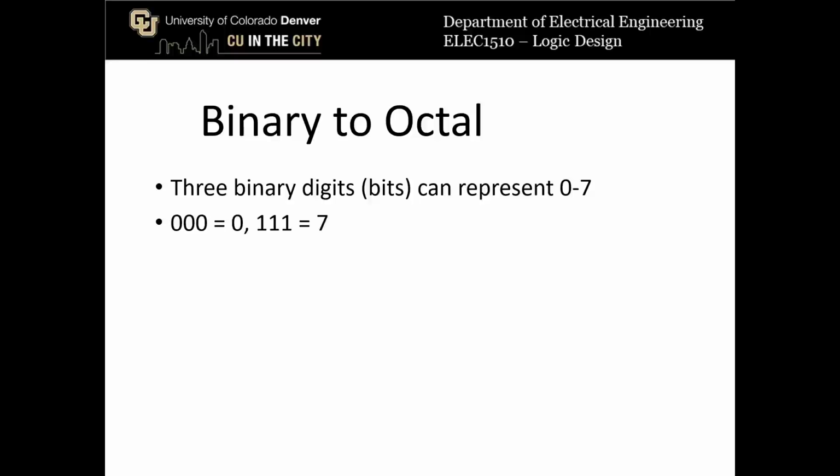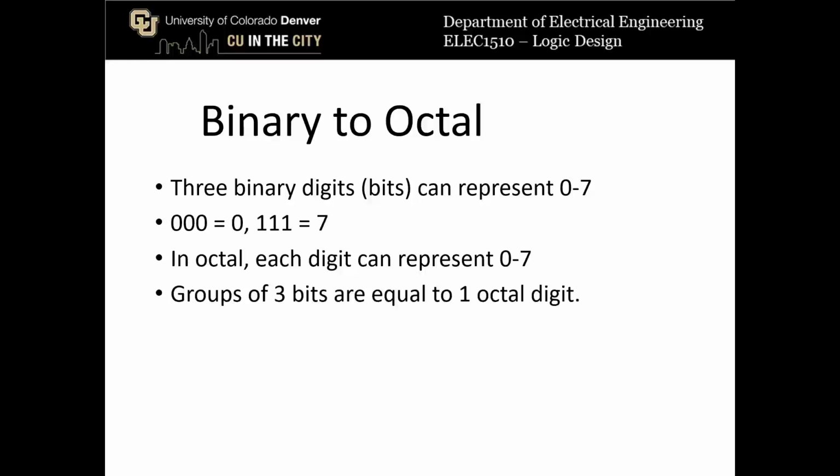So then you have everything in between, like 010 is 2, 011 is 3, 110 is 6, etc. And we know from talking about octal number systems that in octal, each digit represents 0 through 7. So that basically means that there's an equivalency between 3 bits in binary and a single digit in octal. So what you do to convert binary to octal is just group 3 bits together over and over and convert those to one octal digit.